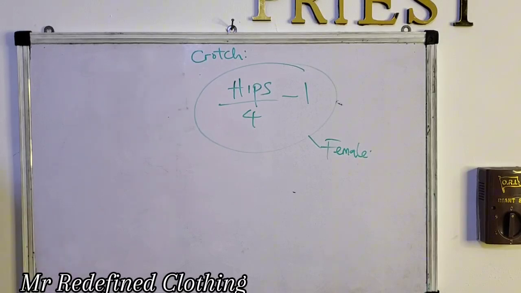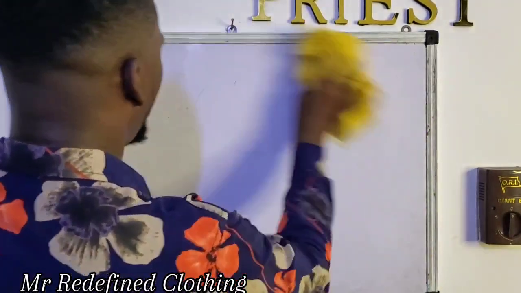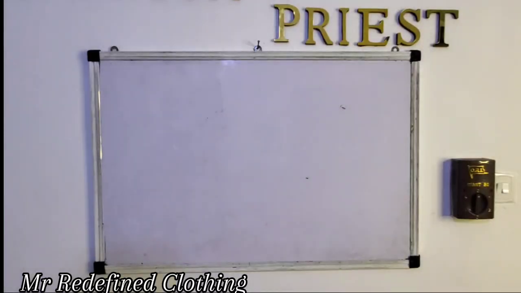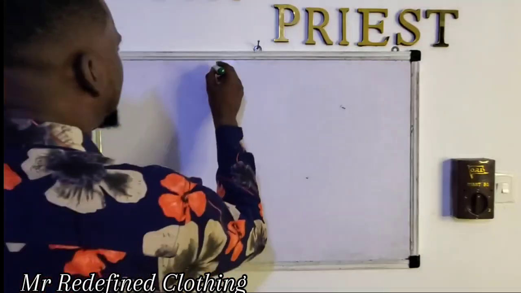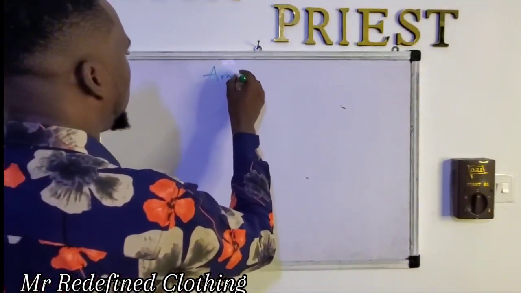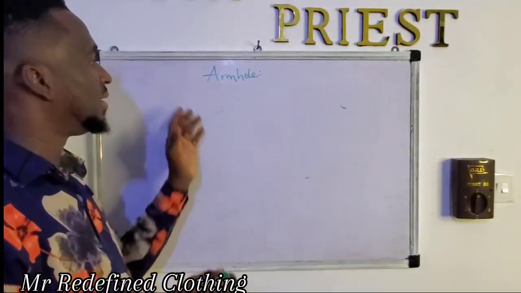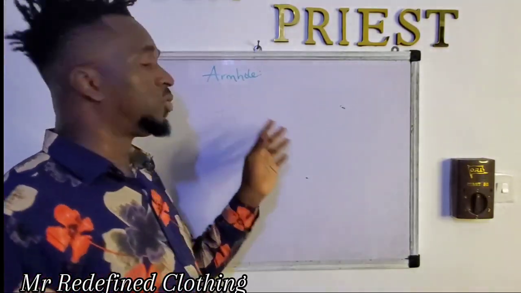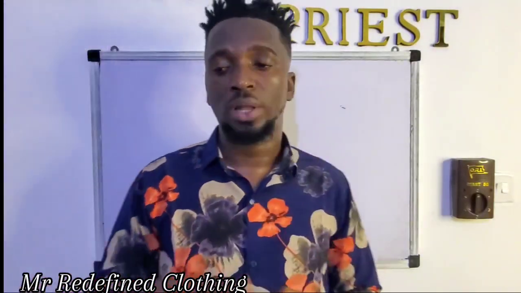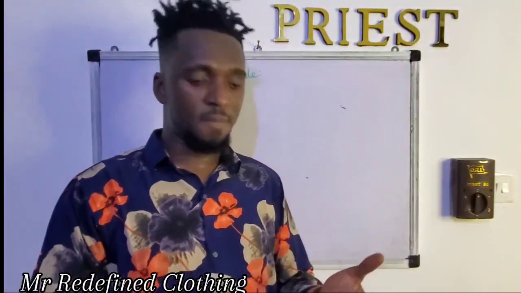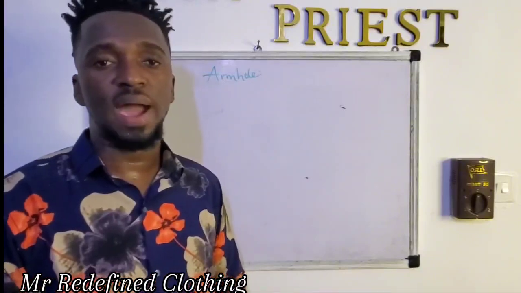So having done this, now let's get to the armhole. The armhole is the next thing we are going to work on. Now, armhole has 3 different sleeves. When you talk of armhole, you are talking of sleeves. Now, for sleeves, we have short sleeve, we have 3/4 sleeve, and we have long sleeve, right?